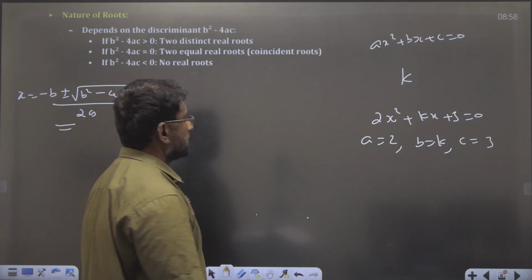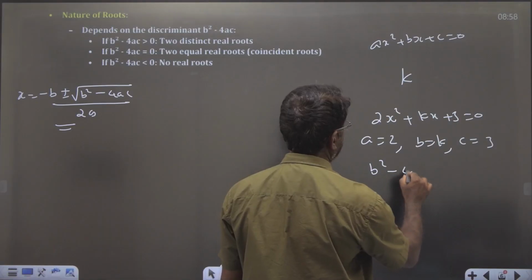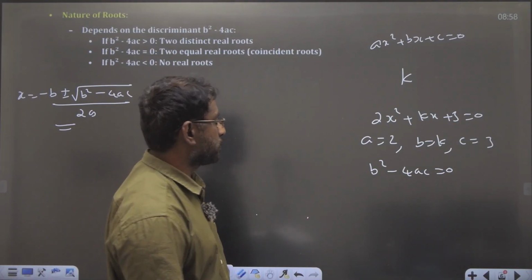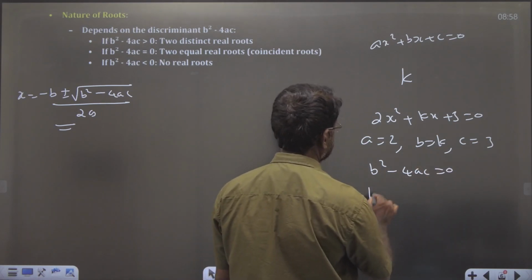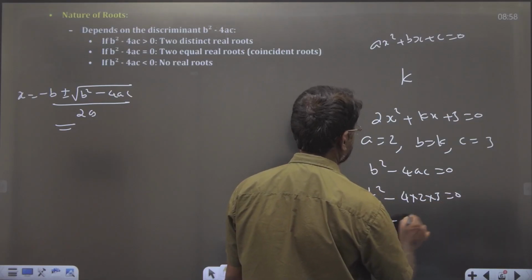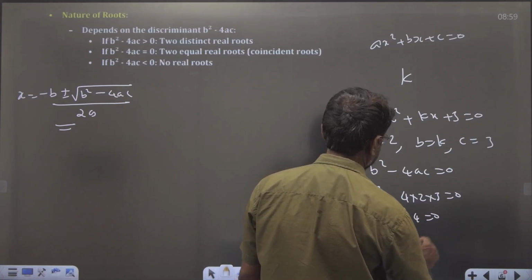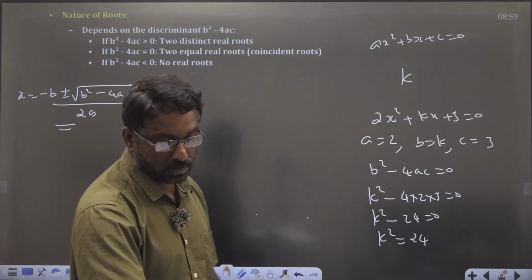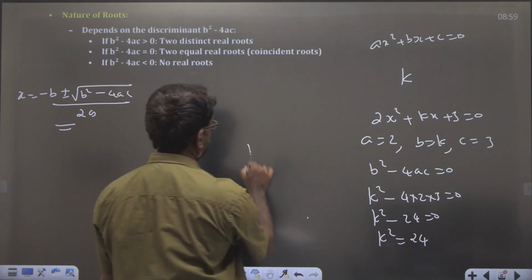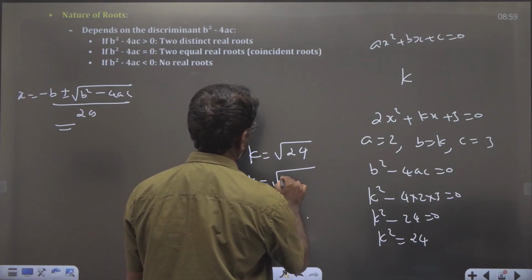It is given that this equation has equal roots. According to the question, b square minus 4ac is equal to 0. Substitute here. That is k square minus 4 into 2 into 3 equal to 0. k square minus 24 is equal to 0. k square is equal to 24. So we have to find out k. What is k? k is equal to root of 24. That is k is equal to root of 4 into 6.